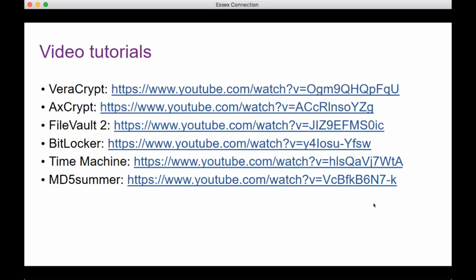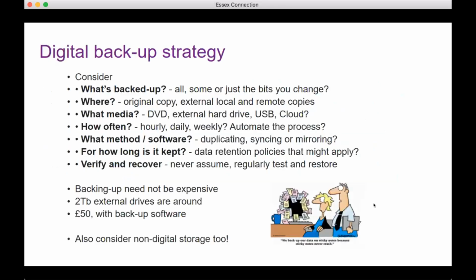Right, this is what I was talking about. So this is the slide. I thought it was further down, but yeah, so we have VeraCrypt, AxCrypt, FileVault 2, BitLocker, Time Machine, and MDSummer. So please have a look at them. They do walk you through how to set up and how to encrypt different files or hard drives, so do have a look at that.